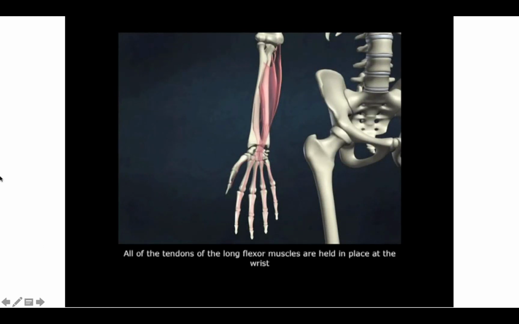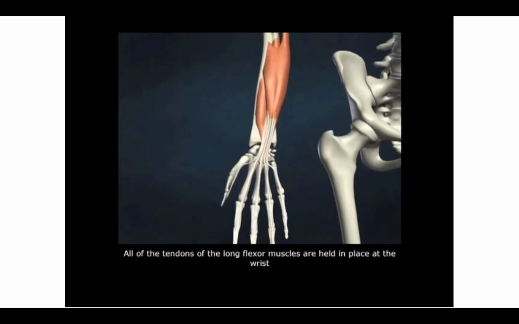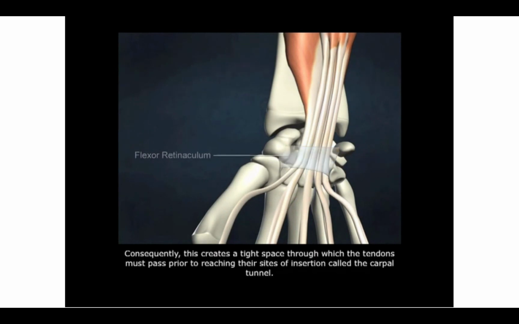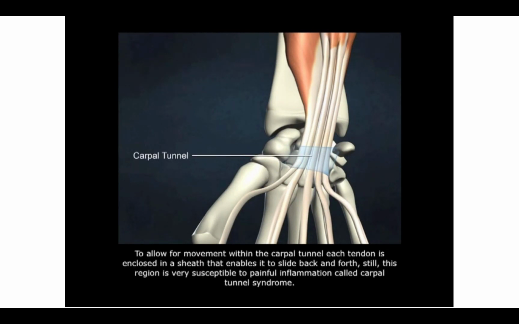All of the tendons of the long flexor muscles are held in place at the wrist by a thickening of the deep fascia called the flexor retinaculum. And these are all hand and wrist muscles. Consequently, this creates a tight space through which the tendons must pass prior to reaching their sites of insertion, called the carpal tunnel. To allow for movement within the carpal tunnel, each tendon is enclosed in a sheath that enables it to slide back and forth. Still, this region is very susceptible to painful inflammation called carpal tunnel syndrome.